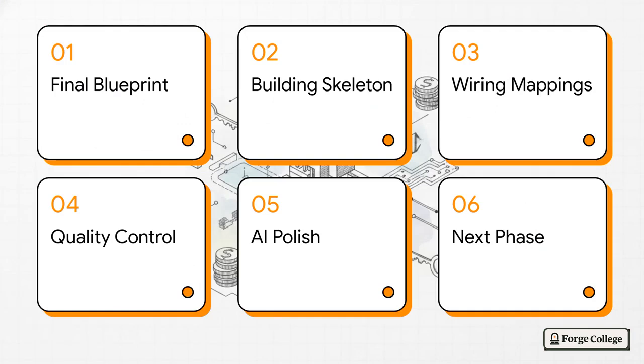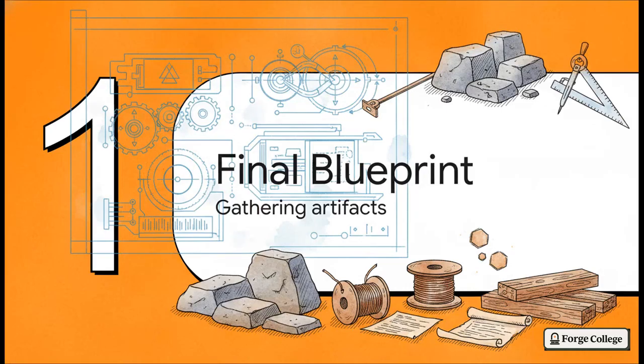Okay, let's dive right into our schematic for today. We'll start with the final blueprint, move into building the skeleton, then wire our mappings, run some quality control, give it an AI polish, and finally, make sure we're ready for the next phase. Section 1. The final blueprint. It's time to gather our artifacts.